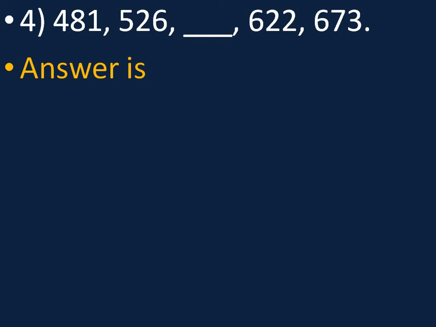481, 526, x, 622, 673. So we have to find out the number after 526 and before 622. We have to find out what kind of form is to be approached for this sum to get the answer. If you see the number 526, it is near to 529. If we subtract 3 from 529, we get 526. So the answer format is n square minus 3.